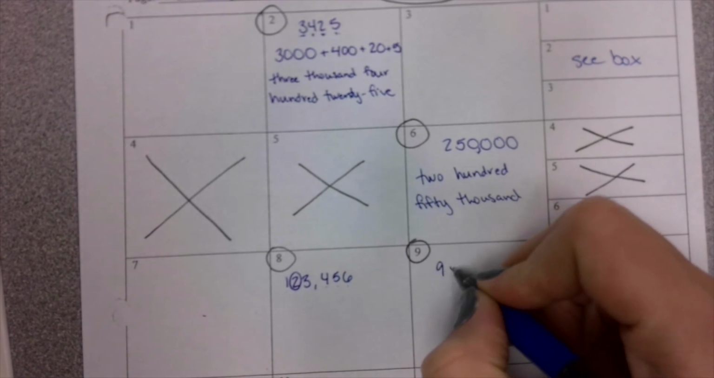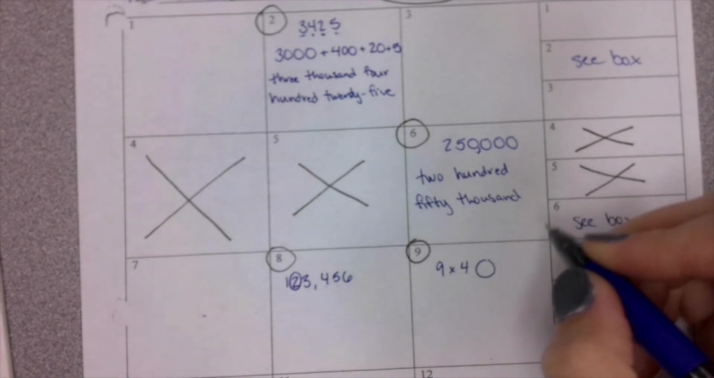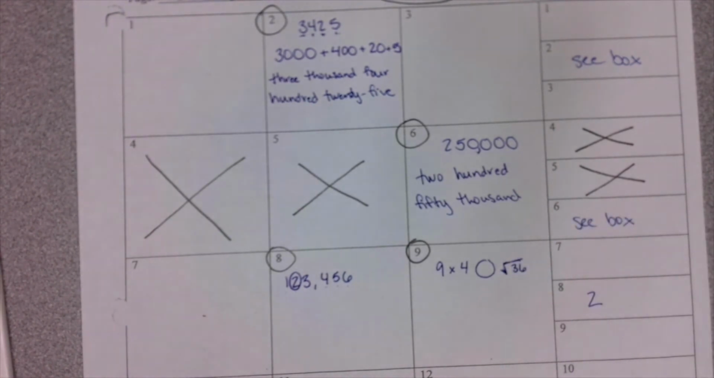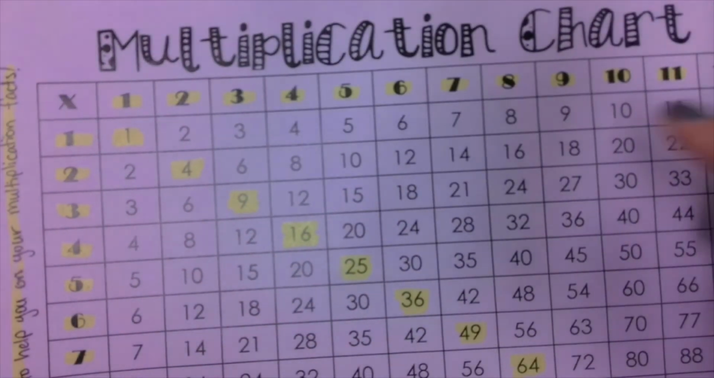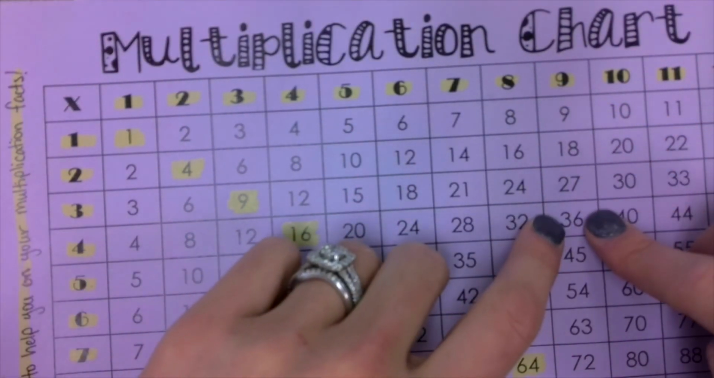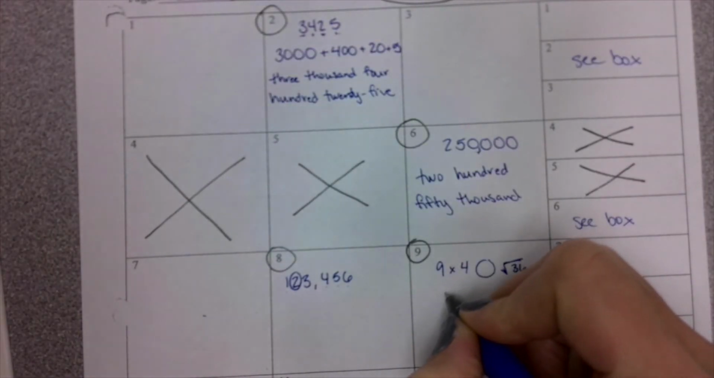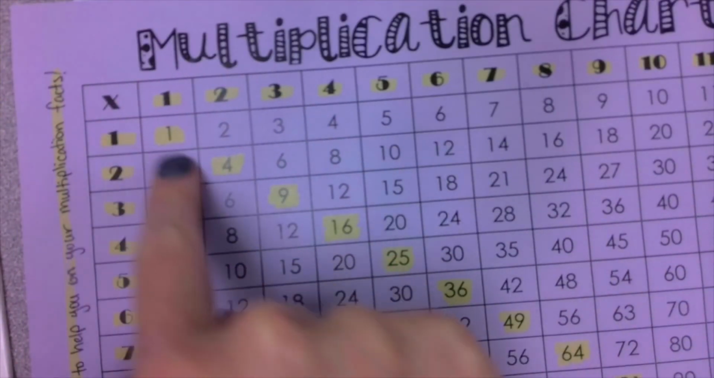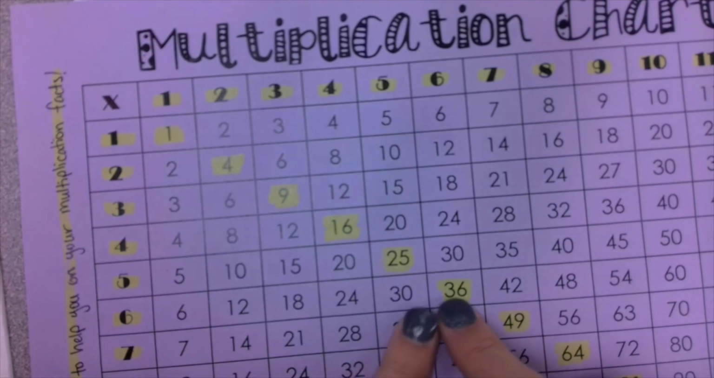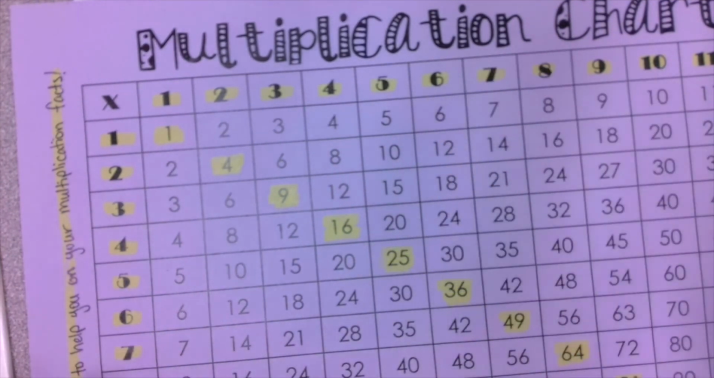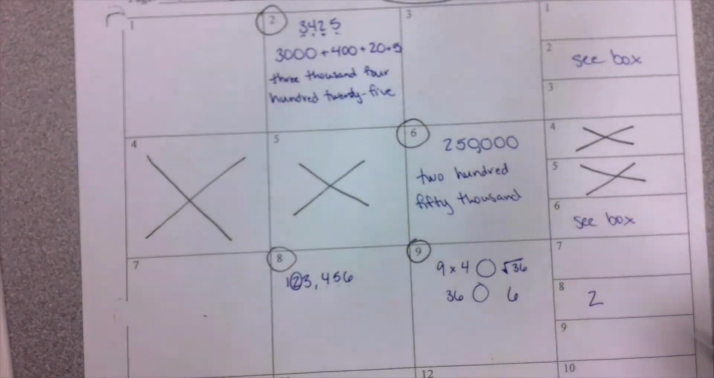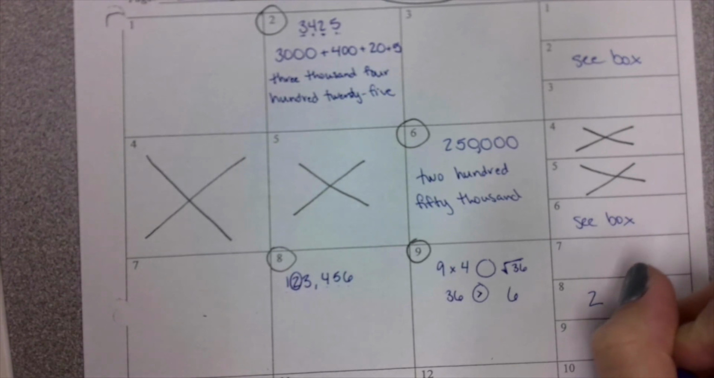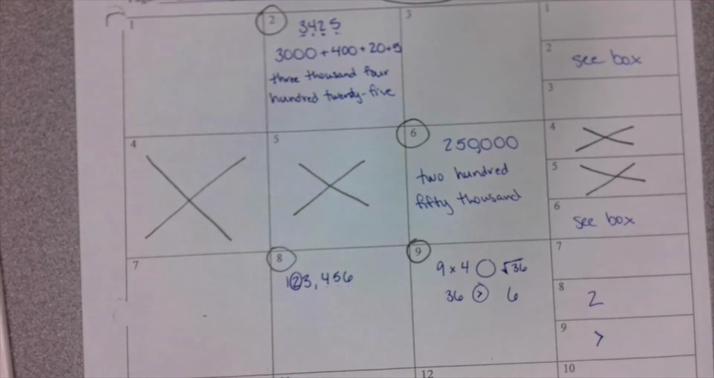Number 9, turning to page 210. Compare 9 times 4 is less than, greater than, or equal to the square root of 36. Well, if I use my multiplication chart, 9 times 4, boom, gives me 36. And then the square root of 36. That means I need to find the square root of 36. What's 36 equal? 6 times 6. So the square root of 36 just equals 6. So 36 is greater than 6.